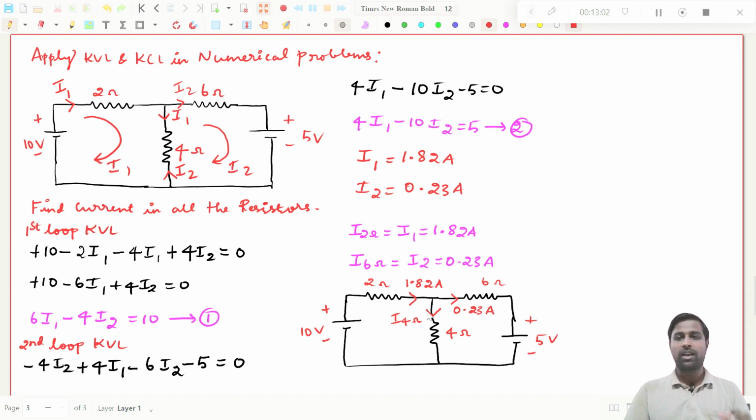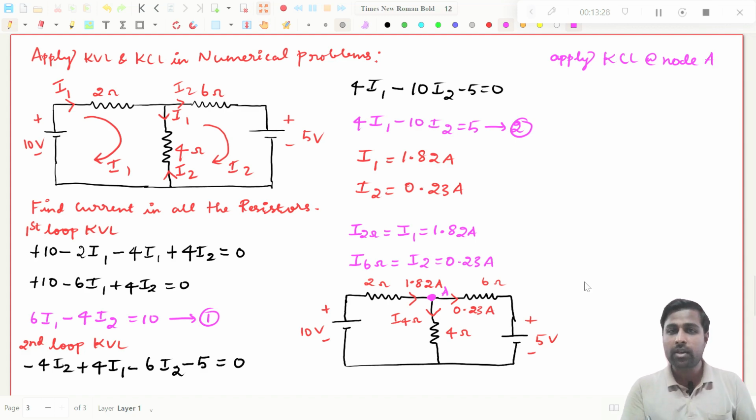Now, what I have already told you, what is a node in a circuit? If there are 3 branches connected at a particular junction, then we call it a node, right? So this point is a node. Apply KCL at node A. For that, put an equal to symbol first. Now 1.82 amperes is coming towards the node, so you have to put that on the left hand side.